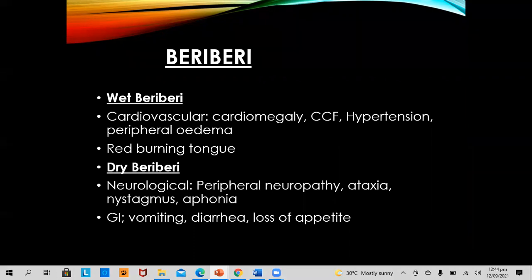So the symptoms in wet beriberi are cardiovascular, that include cardiomegaly, congestive cardiac failure, hypertension, and peripheral edema with red burning tongue. While dry beriberi is associated with neurological symptoms that include peripheral neuropathy, ataxia, nystagmus, and aphonia. Along with this, there are GI effects like vomiting, diarrhea, and loss of appetite.